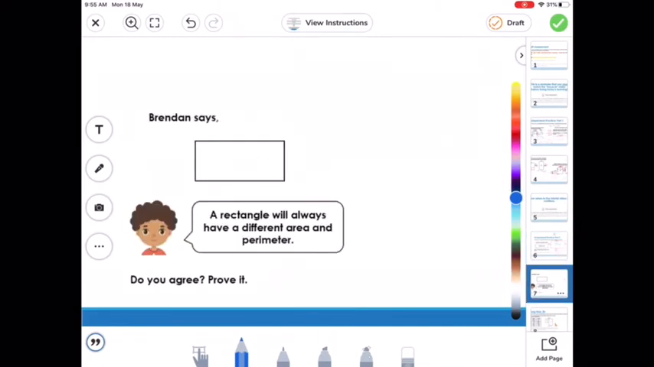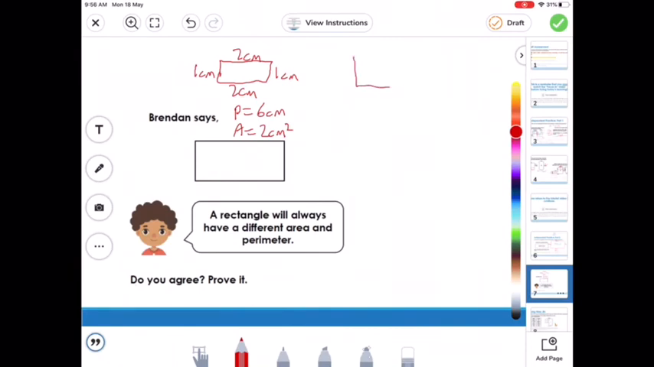Okay, our last question. Brendan says, a rectangle will always have a different area and perimeter. Do you agree? Prove it. Well, let's start off with the smallest rectangle we can make. Let's have 1 centimeter by 2 centimeters. The perimeter is 6 centimeters, and the area is 1 times 2, which is 2 centimeters squared. Are the perimeter and area the same? No. Okay, so let's try another one.